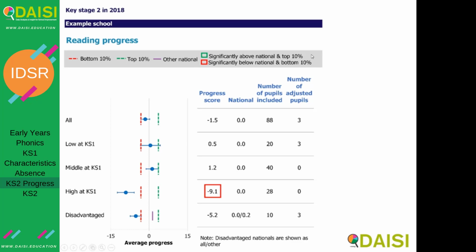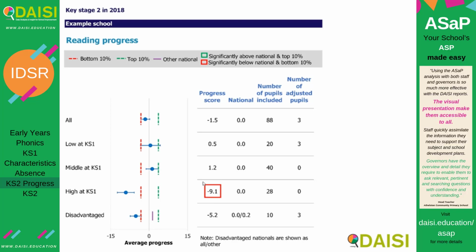If you're well above, which is what significantly above average and in the top 10% means, or well below, then you will have a red box or green box around it to highlight this to the inspector. However, this will only happen if the cohort size is 11 or above. So for our disadvantaged pupils, yes, we are well below, but we've only got a cohort size of 10, so it doesn't get the box.